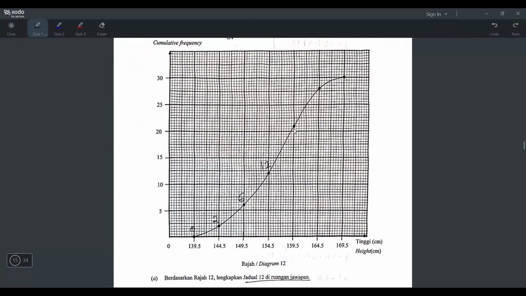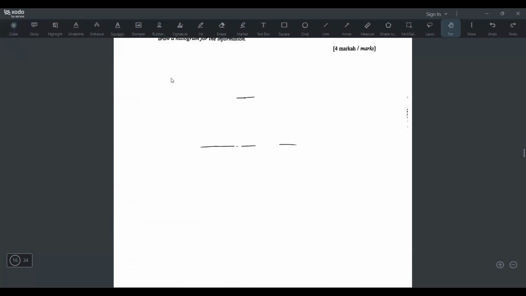right? Okay, this one is 20, going up 2 boxes. So 20 plus 1. What about this? 30 going down 2 is 29, going down another 2 is 28. That means every time you go up 2 boxes, you plus 1. Every time you go down 2, you minus 1. Okay, this one is 30. Okay, so after I have all my cumulative frequency, now I can put it inside, right?